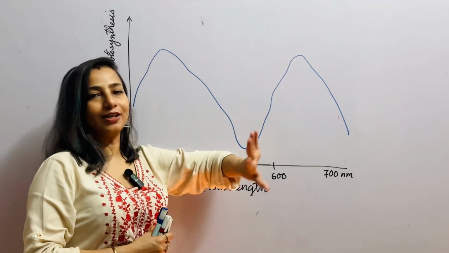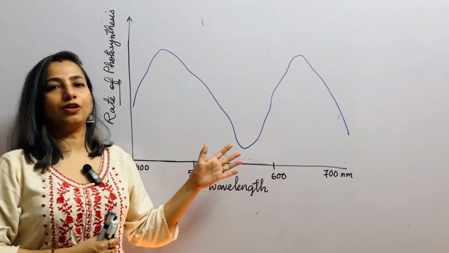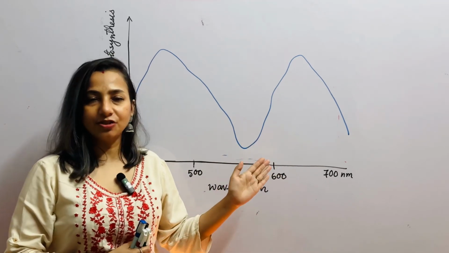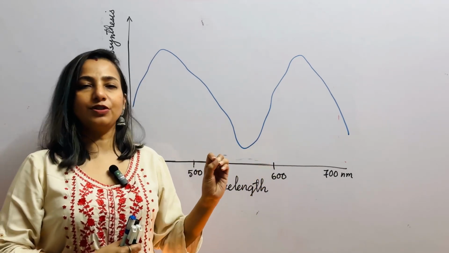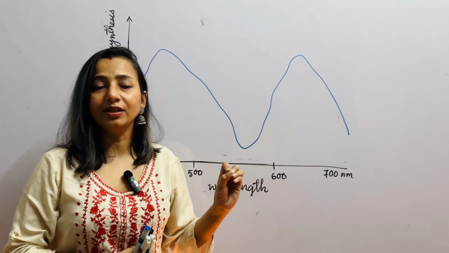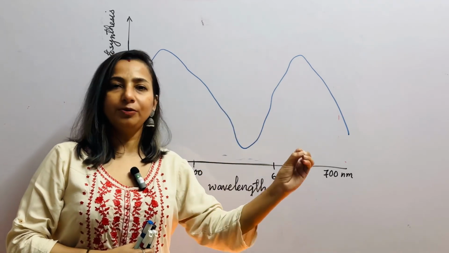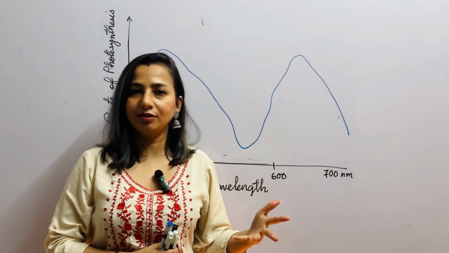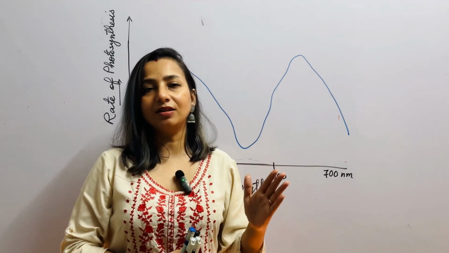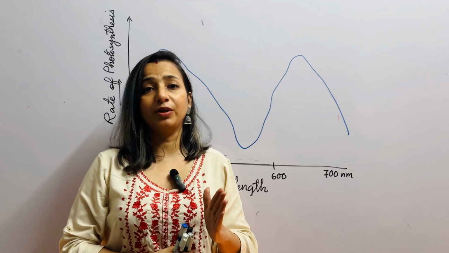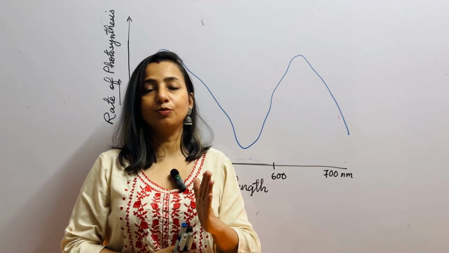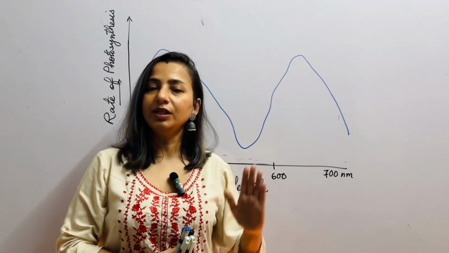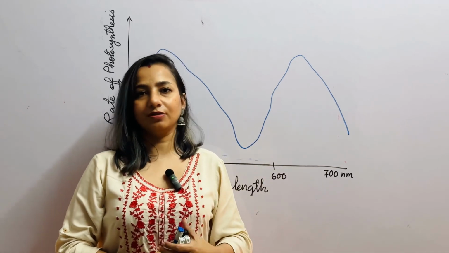So this is actually called the action spectrum of photosynthesis. It suggests that the rate of photosynthesis is highest when we give what? The blue and the red regions of light. So there may be questions in NEET, like they may ask what wavelengths of light photosynthesis is most efficient in. The answer will be the blue and red regions. Okay.